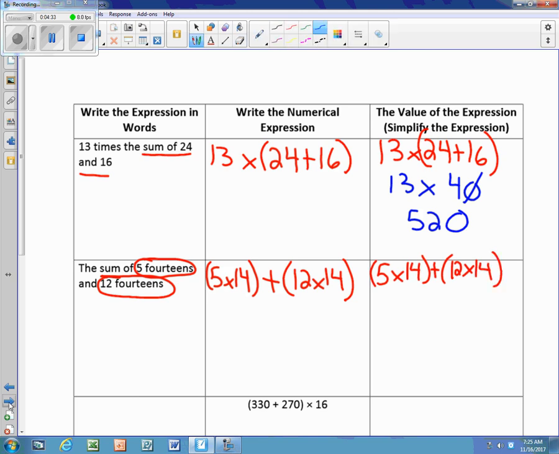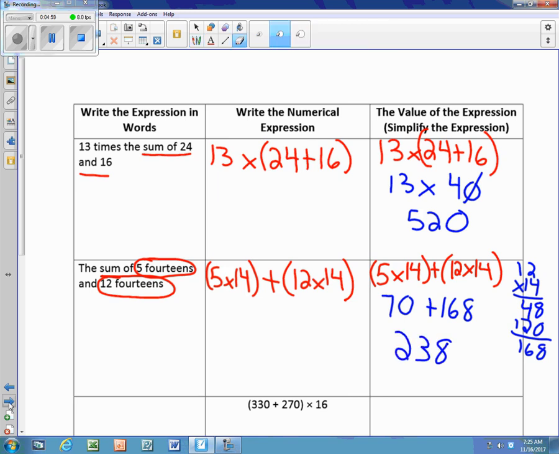So first we're going to do 5 times 14. Now 12 times 14, we might need to do a little work on the side, which is okay. Always do whatever work you need. Just move it over onto the side, and we end up with 168. And now we're going to add these two together, and we end up with 238.